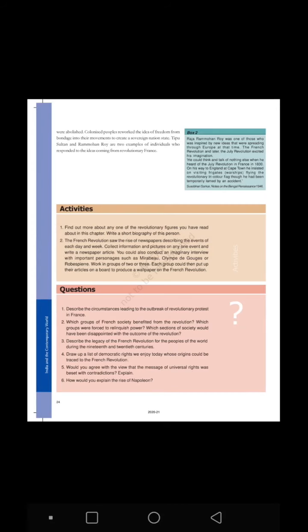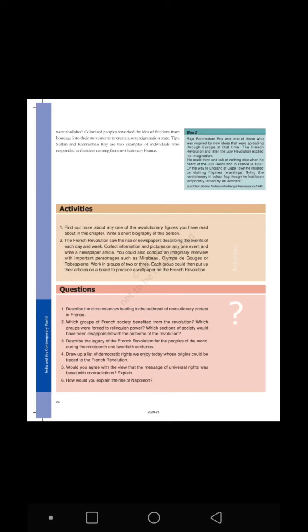Questions. One: Describe the circumstances leading to the outbreak of revolutionary protest in France. Question number 2: Which groups of French society benefited from the revolution? Which groups were forced to relinquish power? Three: Which sections of society would have been disappointed with the outcome of the revolution?